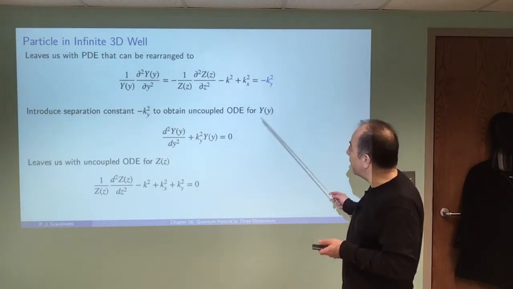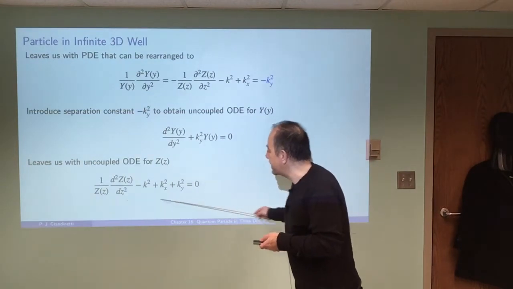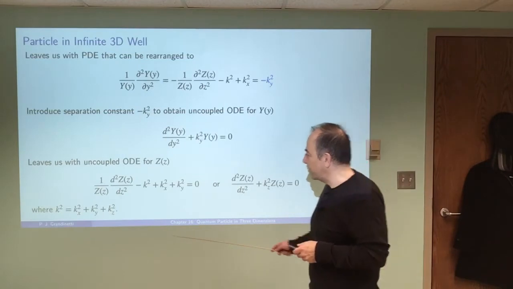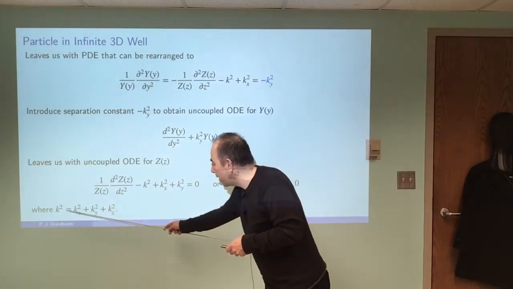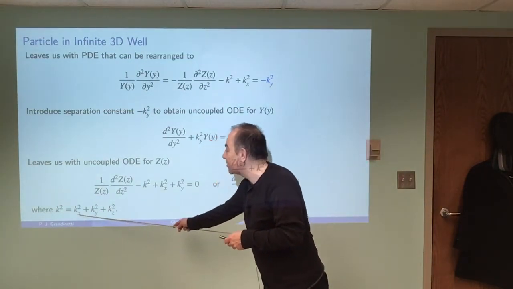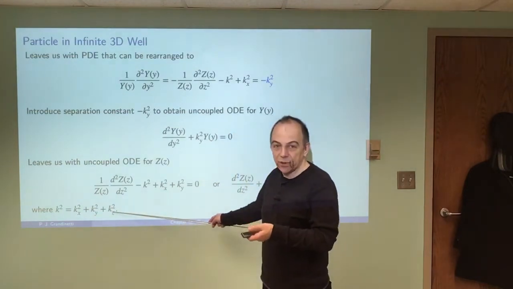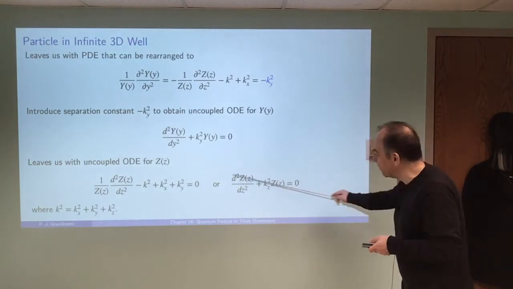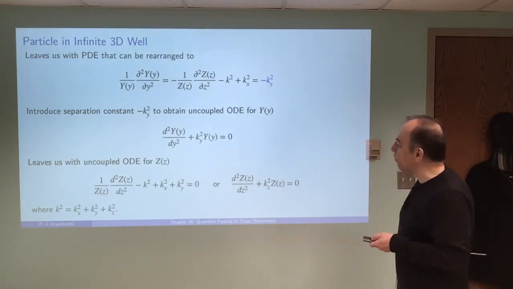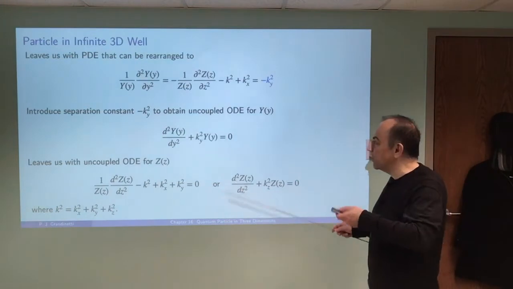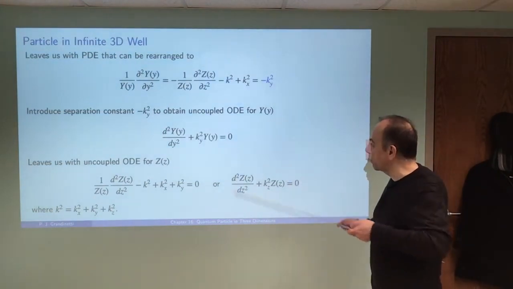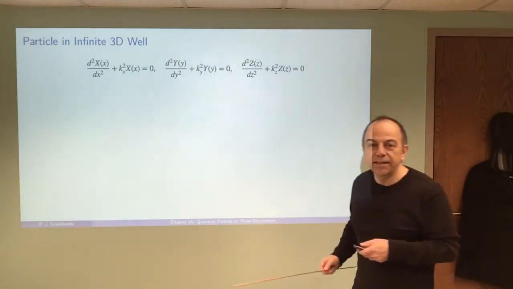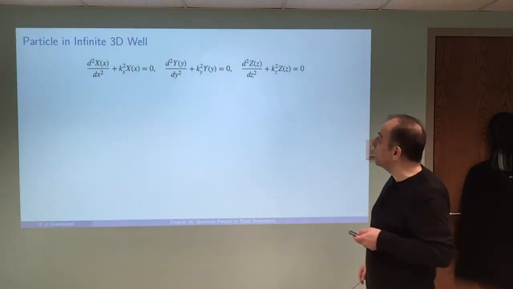And then finally, what we have left over with z is this. So I'm going to define a new separation constant, which I'm going to call kz, where k squared is equal to kx squared plus ky squared plus kz squared. With that definition, this here becomes this equation, and now we've separated all of the variables. We have ordinary differential equations for the three different variables. So here's what we have to solve in this particle in an infinite 3D well.